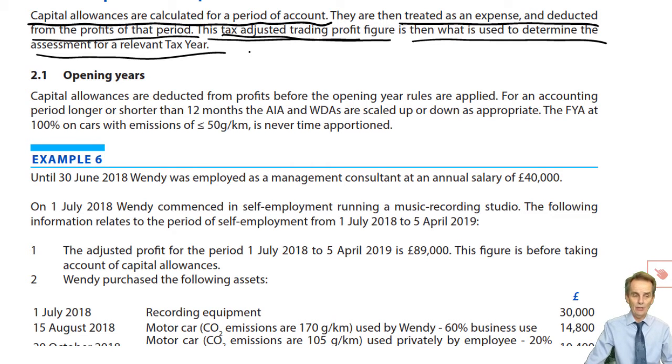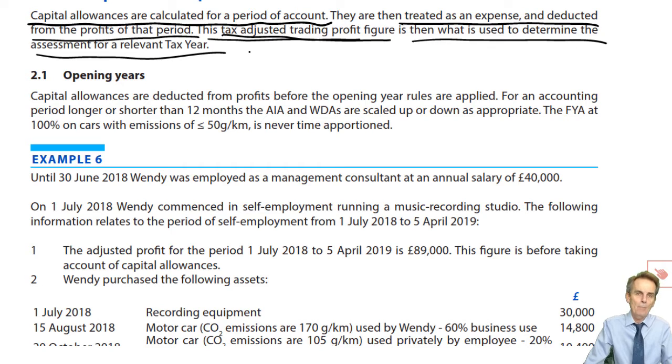So that means we have to segregate it out. Segregate it, yes, it's not in main pool, it's not in special rate pool, it's in its own individual column. But you still need to claim the relevant WDA, and that's the time apportioned amount of that based on the length of that opening period.